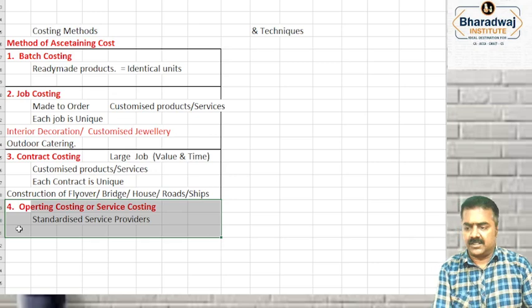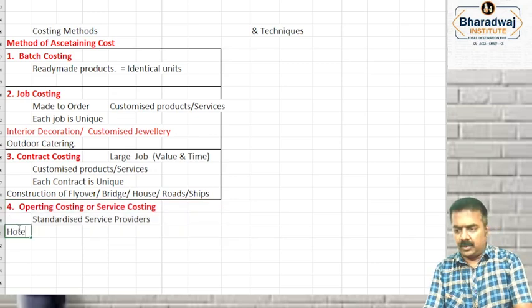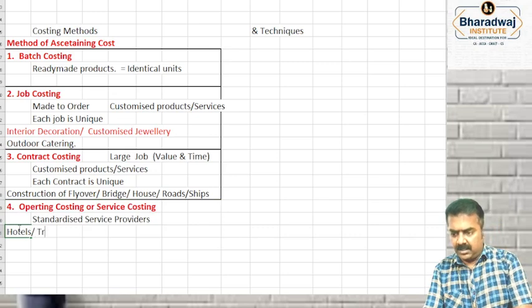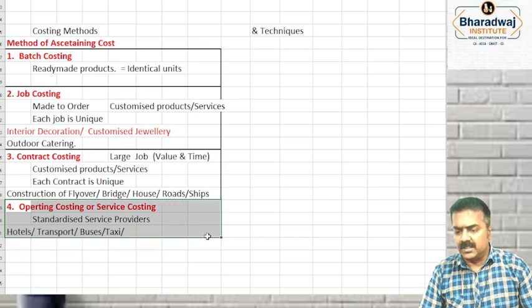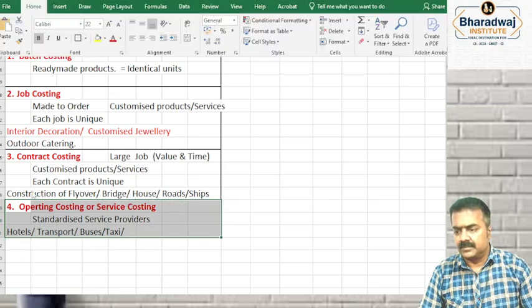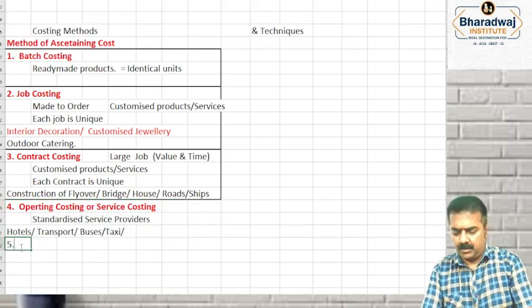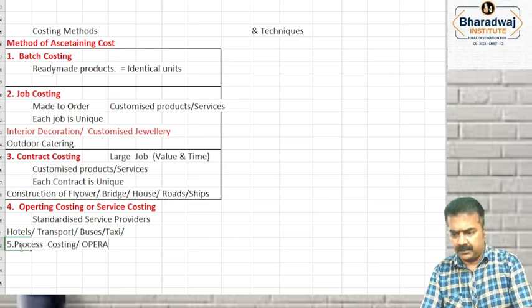Operating or service costing. Example is hotels, maybe transport, buses, taxi. Okay. So standardized service providers go for which method? Operating or which method? Service costing method. Next, process costing. Process costing, otherwise called as operation costing.